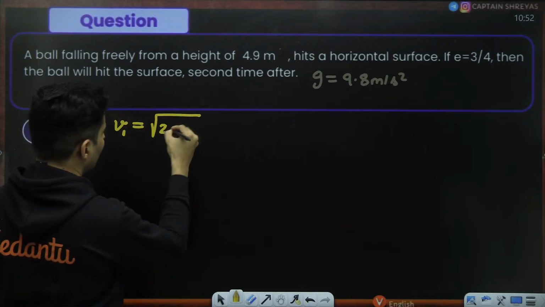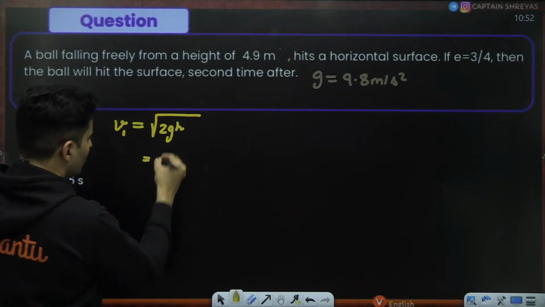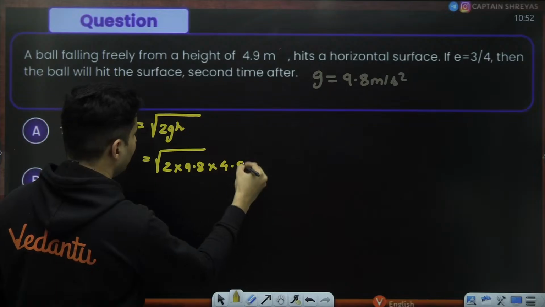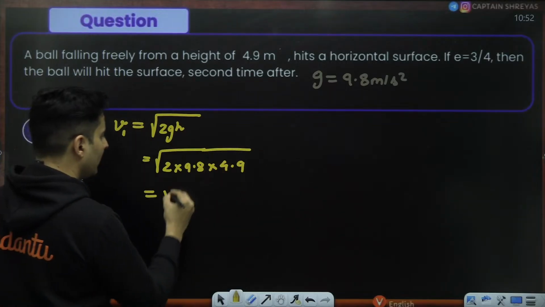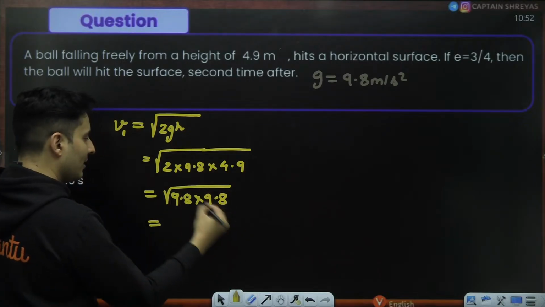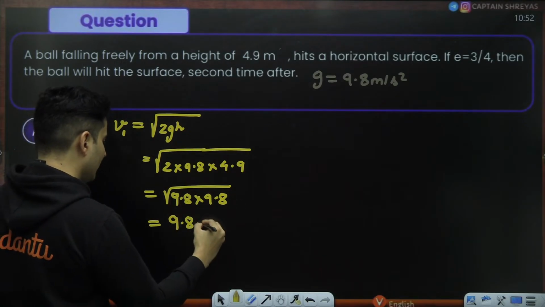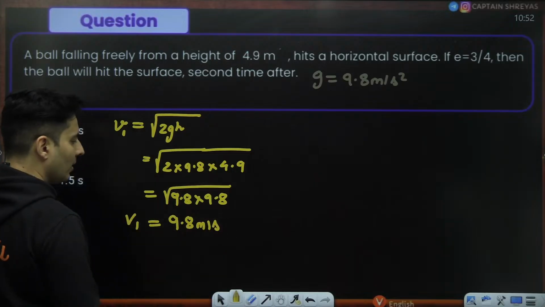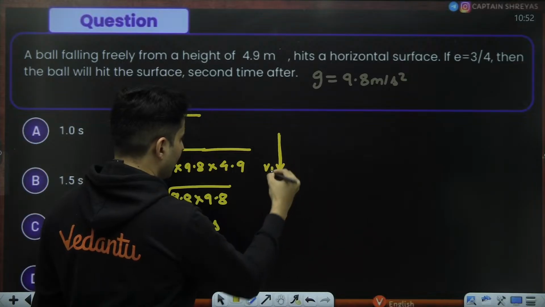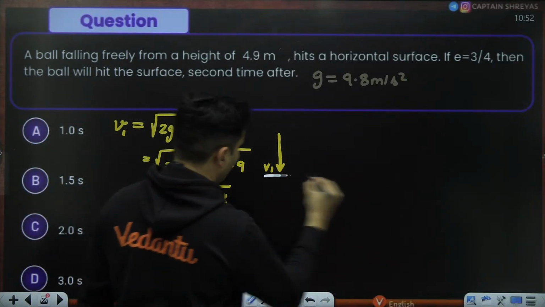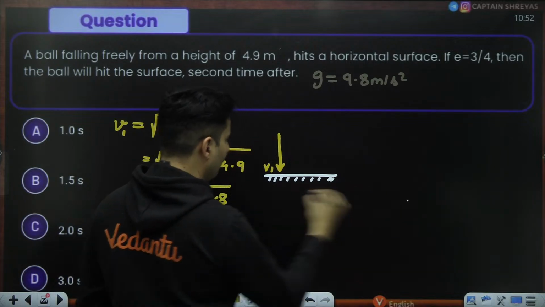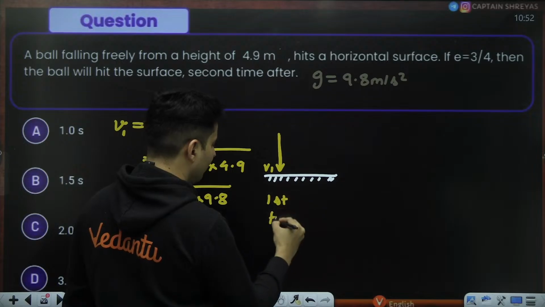It will be root of 2g h. So g value is 9.8 and height is 4.9. So 4.9 into 2 is nothing but again 9.8. So root of 9.8 square is 9.8 meters per second. That is your velocity. So that is a velocity with which it hits the surface. It hits the surface the first time. Velocity with which it hits the surface first time.